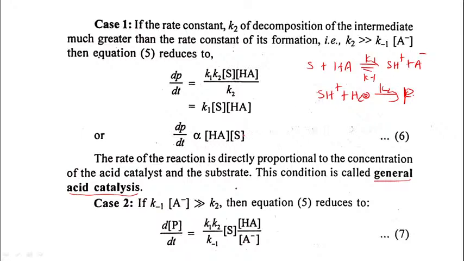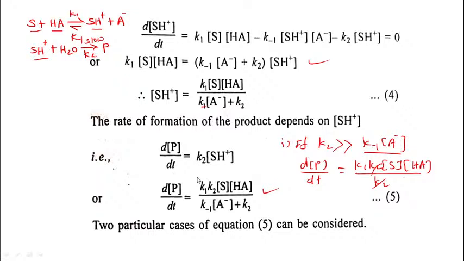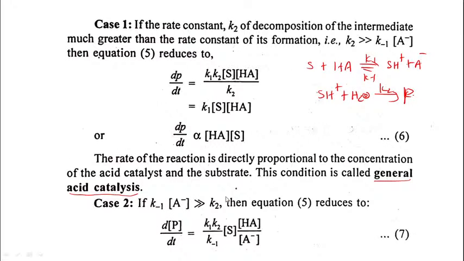So in that case K2 becomes negligible. K2 can be neglected from that equation. You can see the equation which was written by us, this K2 is negligible there. Okay. Then we can write K1 K2 into concentration of the substrate divided by K minus 1 into concentration of the HA upon concentration of the anion A minus. See that: concentration of the general acid divided by concentration of the anion. This is equation 7.